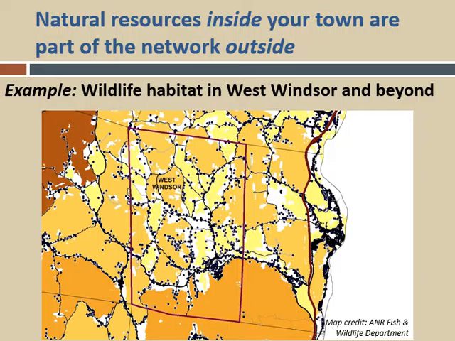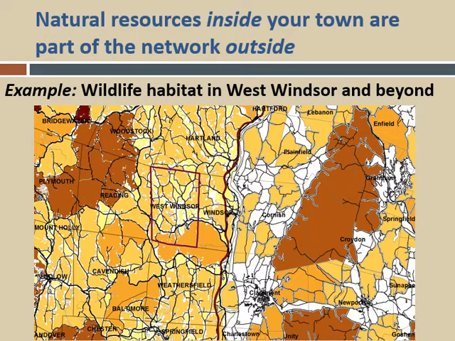But when you zoom out, you can see what's happening around West Windsor. There are some big blocks in the Green Mountains, and if you follow the darker orange over to the Connecticut River, you can see a path of connected habitat. When you look at it this way, you can see that the patch in the southeast of West Windsor plays an important role in the big picture, even if that little corner itself doesn't seem all that important.